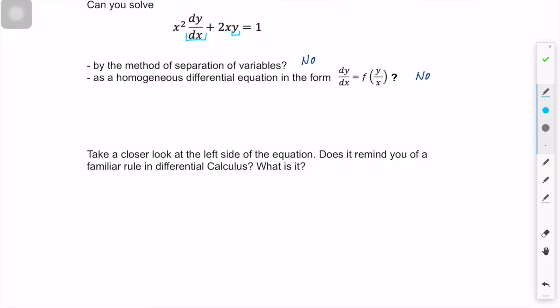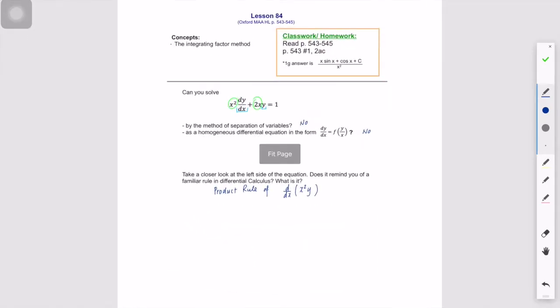Or what about the relationship between x squared and 2x? Isn't this the product rule? This function, x squared times y. Okay, so what does this have to do with our next lesson? Well, let's take a look on the next page.